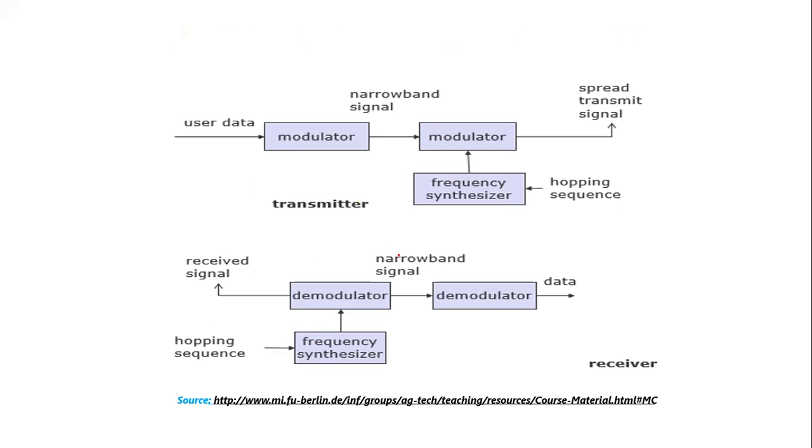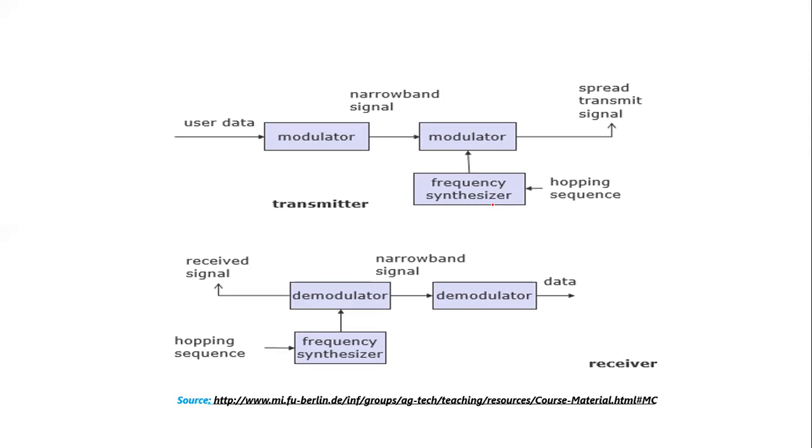So first we have the user data. The user data is passed through the modulator and it gets modulated. So once it gets modulated, what we have is the narrowband signal, and we keep this narrowband signal as it is. Before that, what we do is the hopping sequence is passed through the frequency synthesizer.